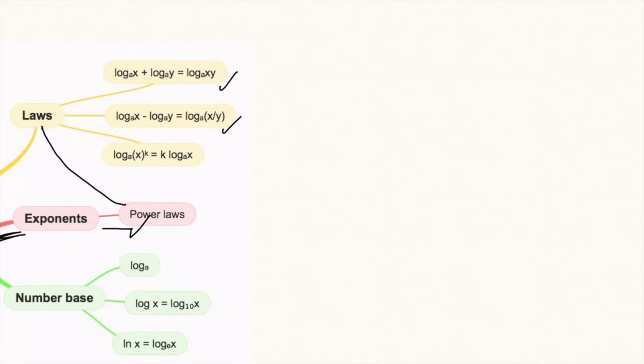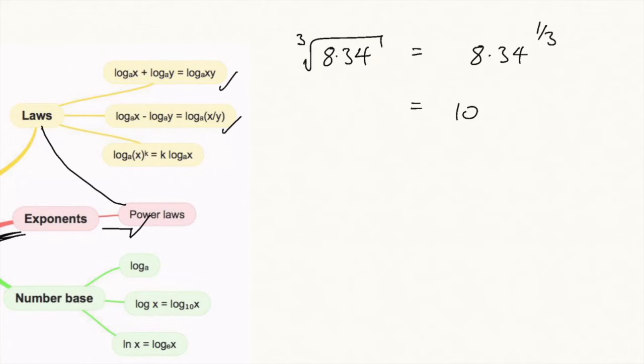Now let's look at the third law. The log of x to the power k is equal to k times the log of x. In terms of indices, using an example, the cube root of 8.34. We know that using indices this can also be written as 8.34 to the power of 1/3. And similar to the previous examples, we write this as 10 to the power 0.921, to the power of a third. By laws of indices, we multiply the indices, here dividing by 3, giving 10 to the power 0.307, and that is equal to 2.03.